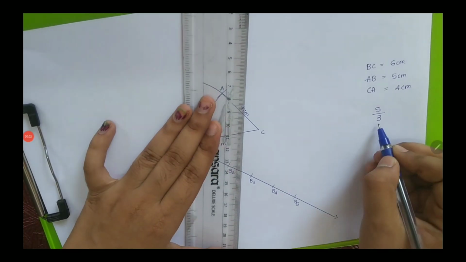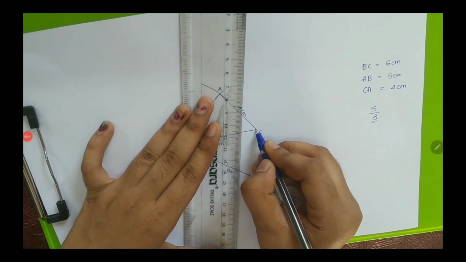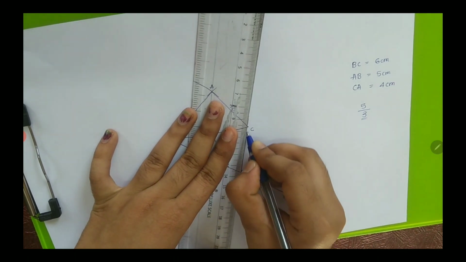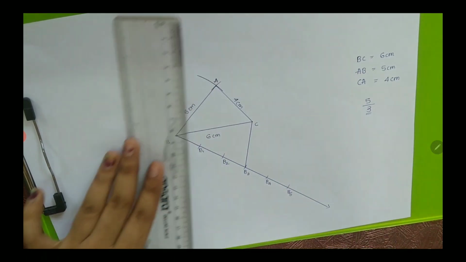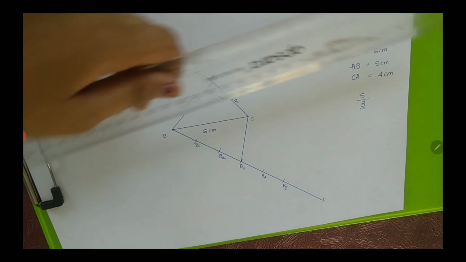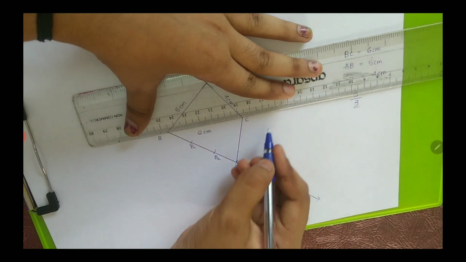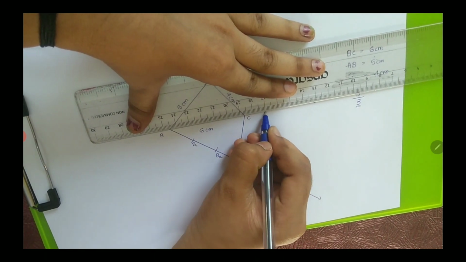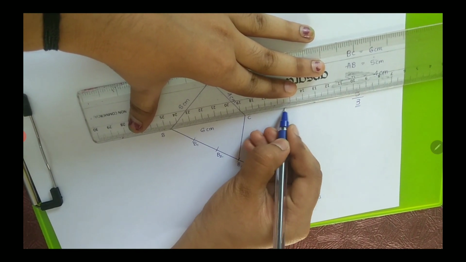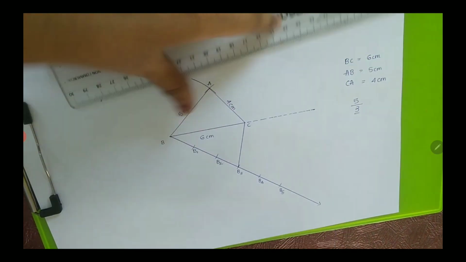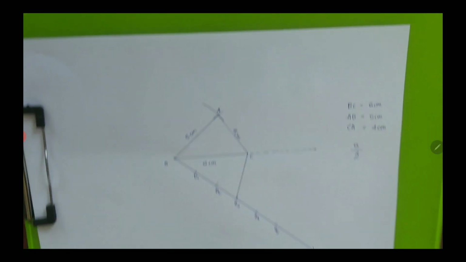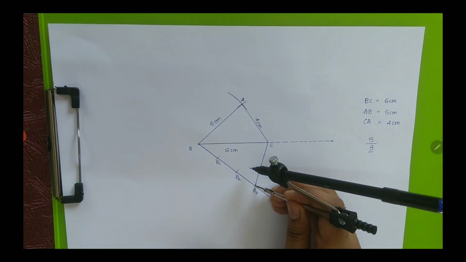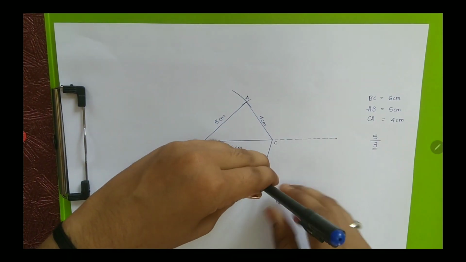In the numerator 3 is there, so you join the B3 to C. Here we have to join the part which is in the denominator. So here in the denominator 3 is there, so you have to join B3 to C. Now you extend it because the ratio is 5 by 3. Numerator is greater, so it comes outside. So you joined B3 to C because 3 is there in the denominator.